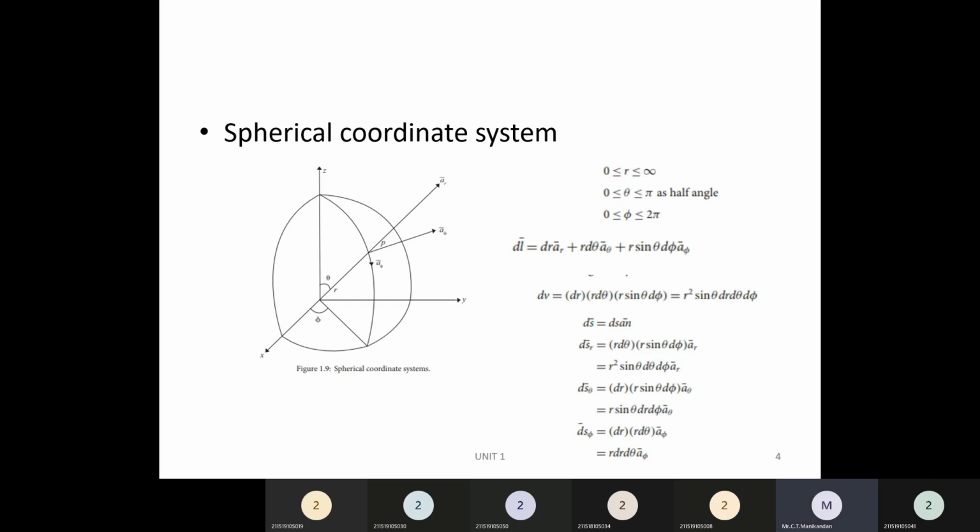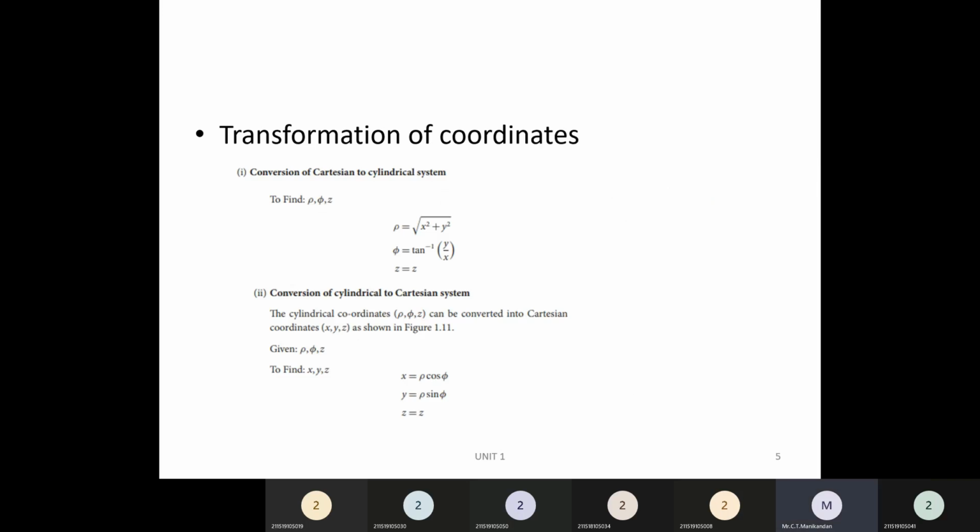Similarly, for dS_r, the coefficients of a_theta and a_phi will come. For dS_theta, the coefficients of a_r and a_phi will come, and for dS_phi, the coefficients of a_r and a_theta will be there. So similarly, we have to take it for all other things. Then we know about the transformation of coordinates. These are all the basic formulas that you have to keep in mind while transferring from one point to another point.